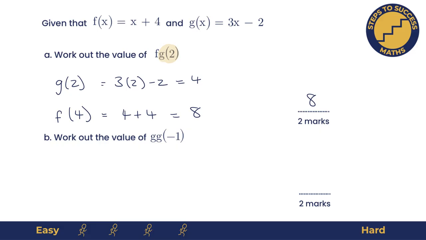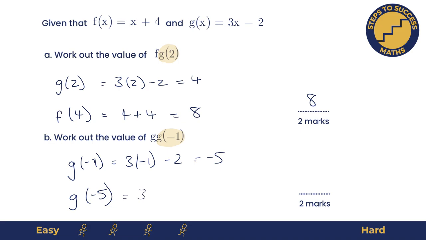Work out gg of negative 1. So start with putting negative 1 into g. 3 times negative 1, take away 2. So that's negative 5. And now put your answer into the next function, which is g again. So g of negative 5. 3 times negative 5, take away 2. That's negative 17.